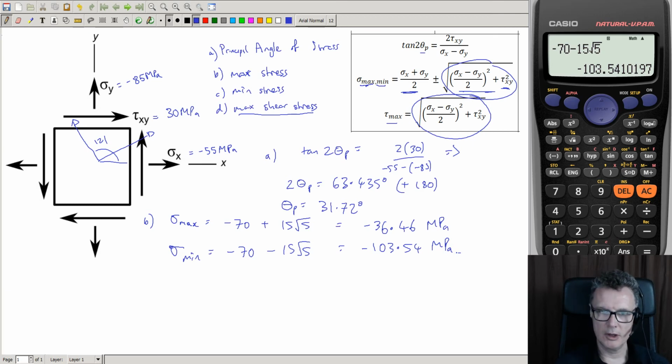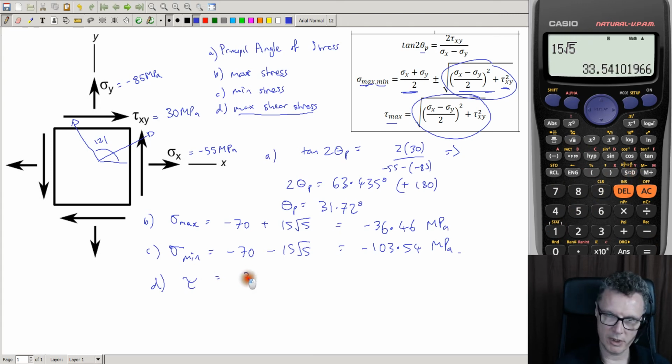Right, so min max, and then for our shear stress, we can just state that number from above. So that's part C, part D, shear stress equals whatever that is. So that is going to be 15 root 5. So that is going to give me, the positive one will be 33.54 megapascals.